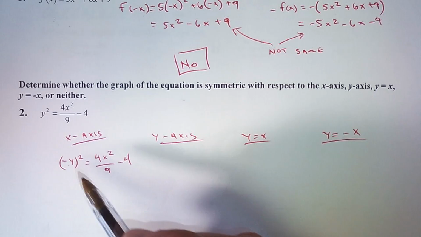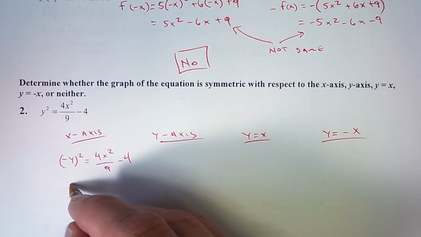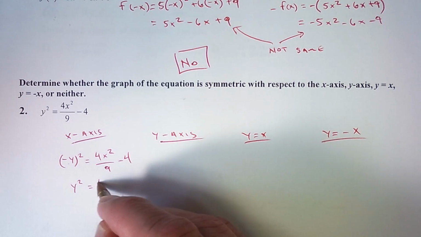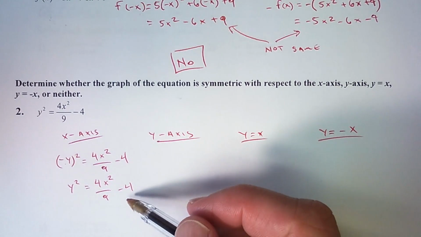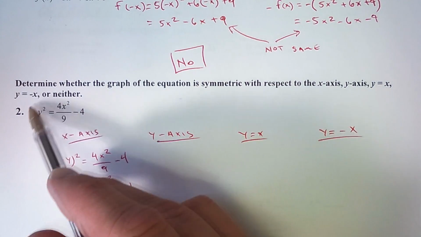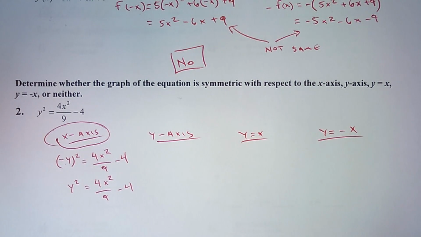Negative y to the second power, that's an even power. That is exactly the same as positive y to the second power equals 4x squared over 9 minus 4. And that matches the original function. So yes, there is symmetry about the x-axis.